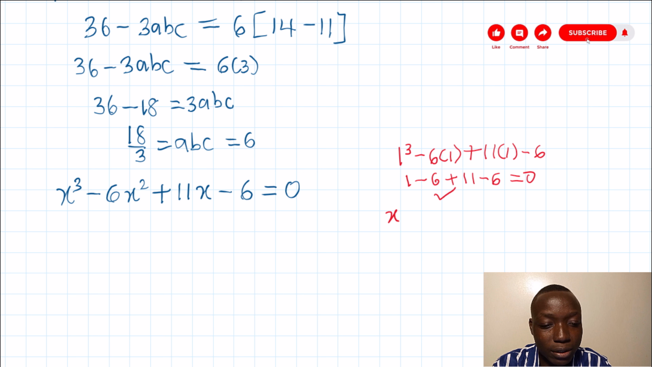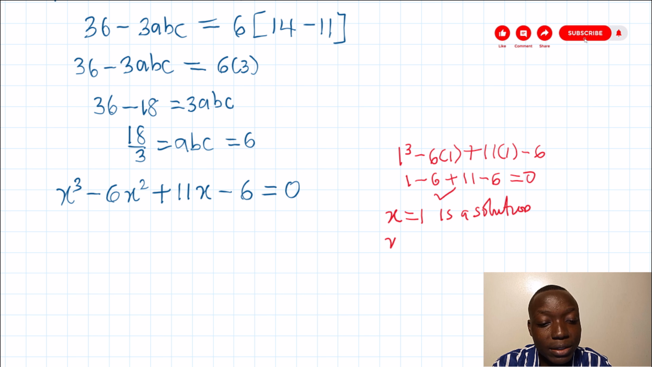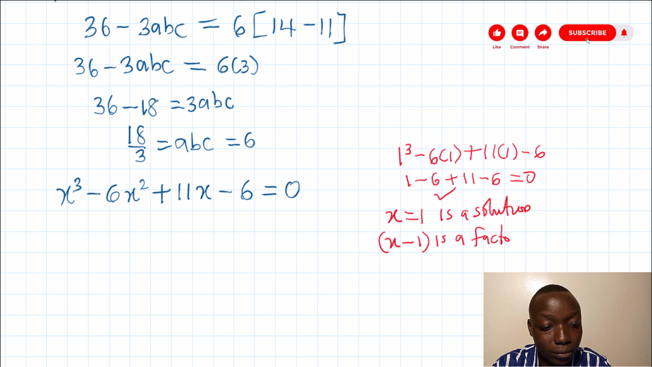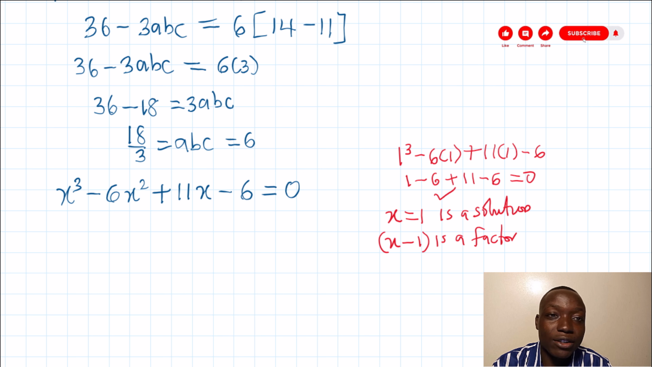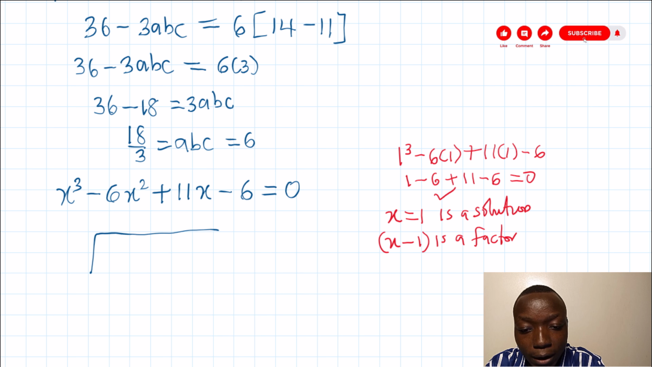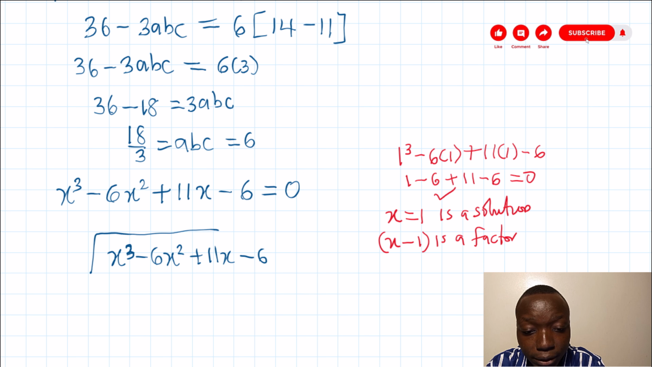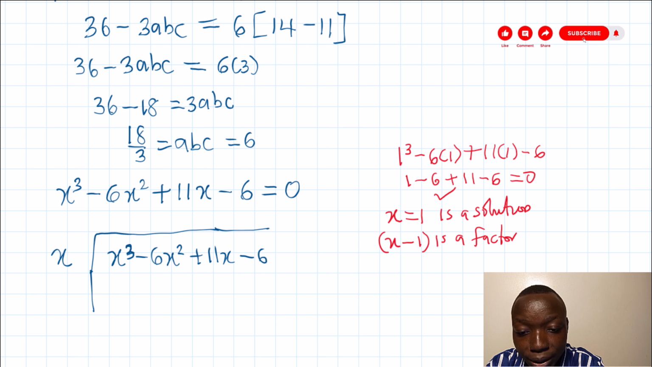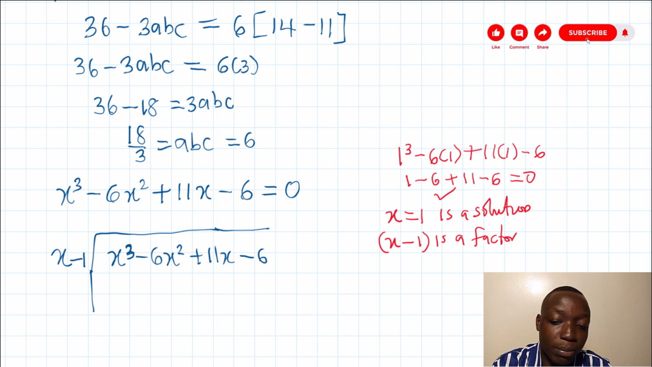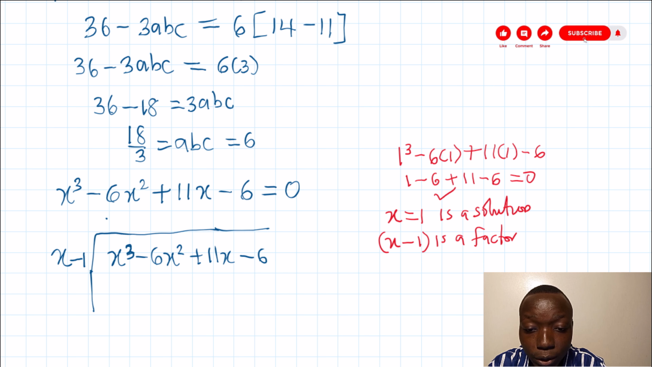So since x equal to 1 is a solution, x minus 1 is a factor. Okay. So let's divide this polynomial by x minus 1 and reduce it so we can find other solutions. So we use the long division. So we have x cubed minus 6x squared plus 11x minus 6, and out here we have x minus 1. So what are we going to multiply with x that will give us x cubed? That will be x squared.